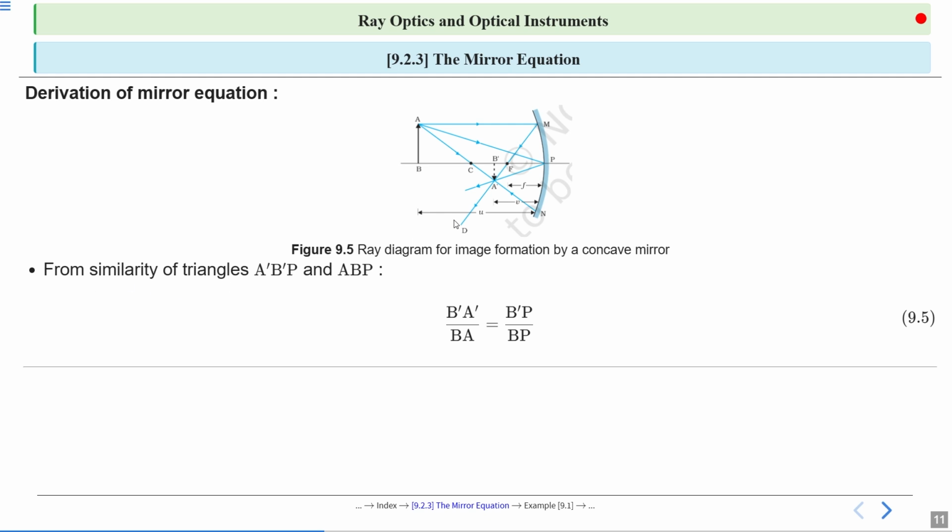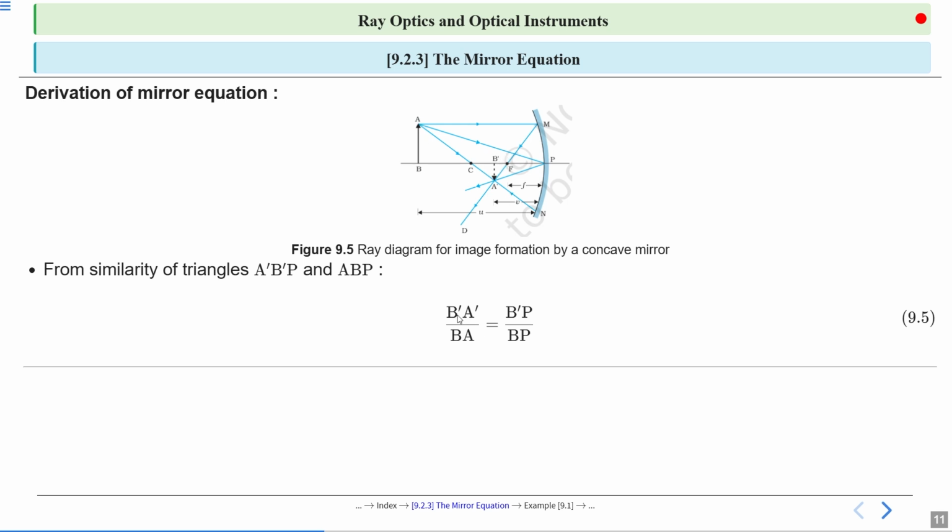From similarity of the other two triangles, A'B'P and ABP, what are their corresponding sides? We can take the ratio. So AB of ABP is corresponding to A'B' of triangle A'B'P. These two sides are corresponding sides in similar triangles. So AB and A'B'.